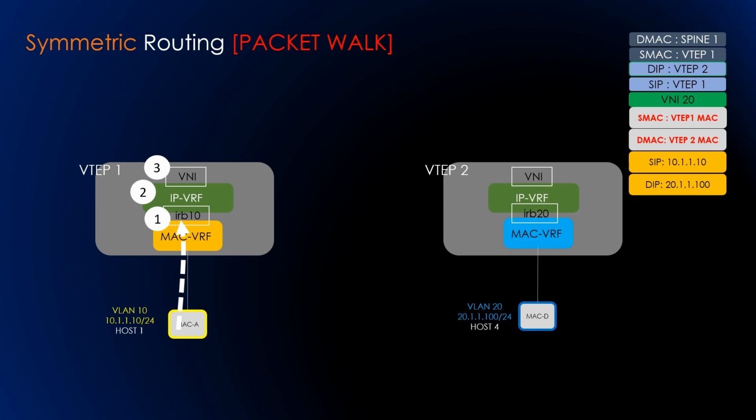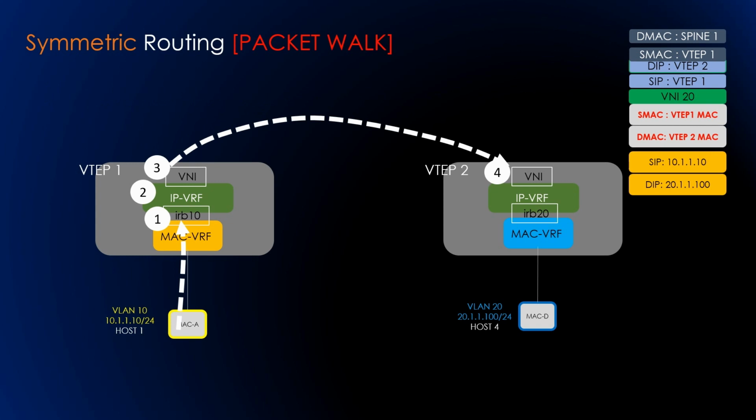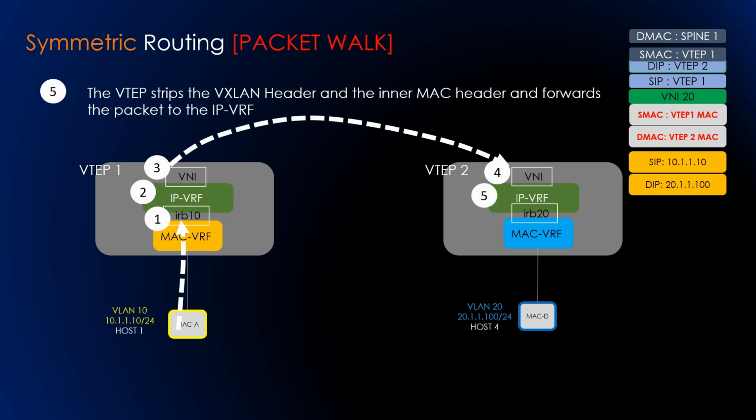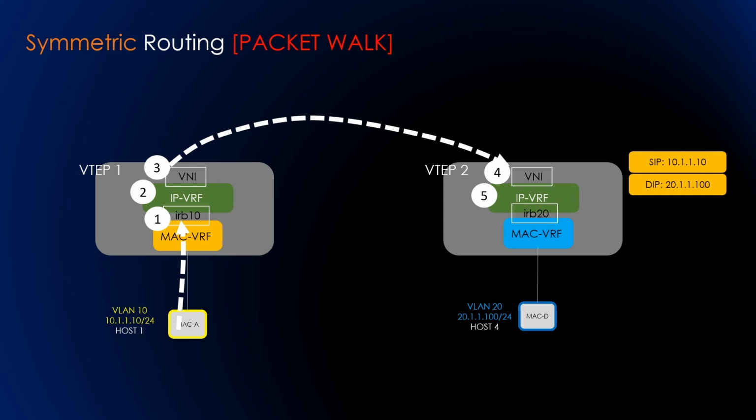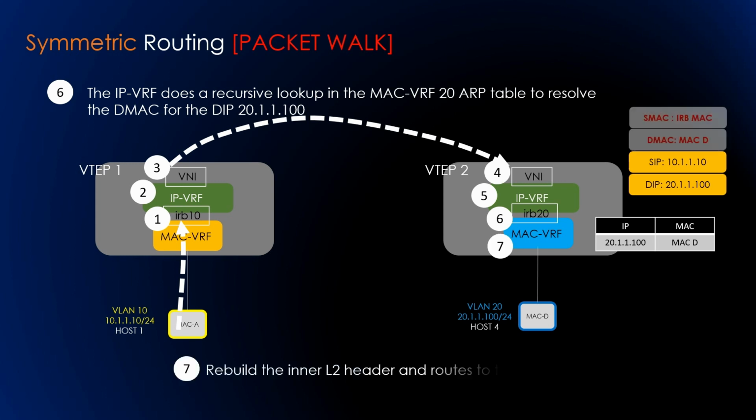So when the destination leaf receives a VXLAN frame with an inner destination MAC set to the leaf's system MAC, the leaf knows that the packet must be sent to the IP VRF. The VTEP strips the VXLAN header and the inner MAC header, and forwards the packet to the IP VRF. The IP VRF does a recursive lookup in the MAC VRF 20 ARP table to resolve the destination MAC address of destination IP 21.1.0.0. It rebuilds the inner layer 2 header and routes the packet out of IRB 20 to the destination host 4.